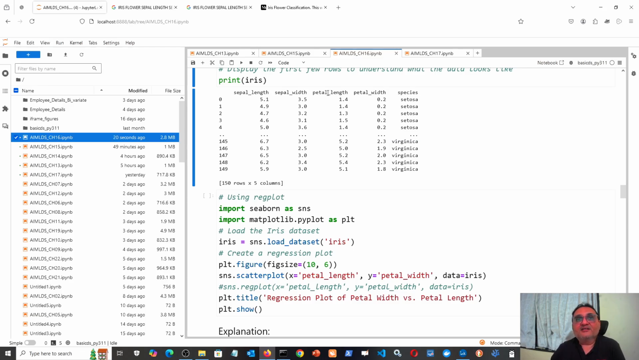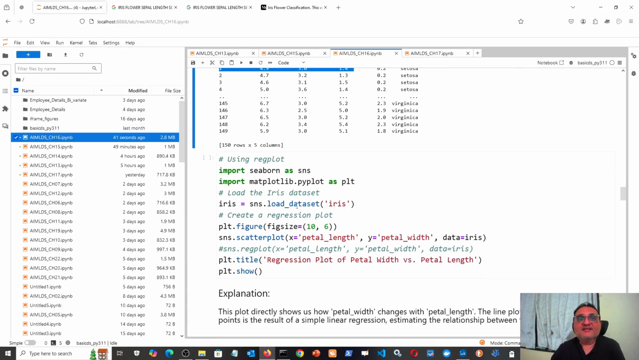Suppose I decide that as petal length increases, petal width also increases. Then the next question is whether the increase is linear or a curved relationship, say a parabolic relationship. You don't know at present. So what we can do is first plot a graph of only these two columns.